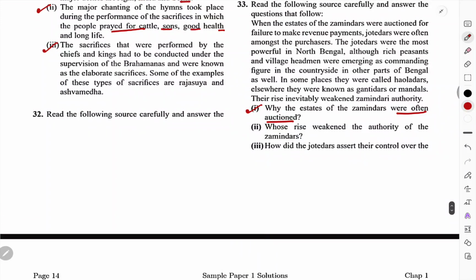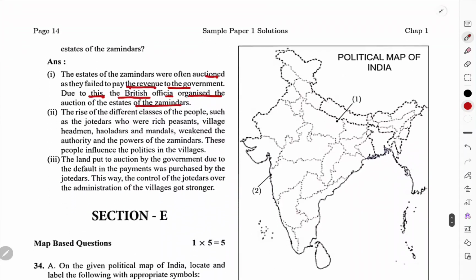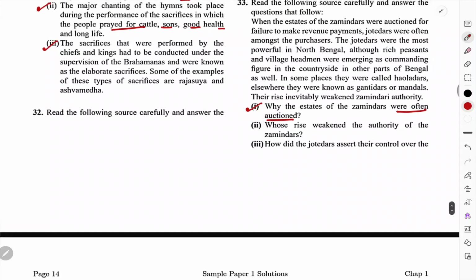Whose rise weakened the authority of the Zamindars? The rise of different classes of people, such as the Jotdars, rich peasants, village headmen, and the Hawaldars and Mandals, weakened the authority and powers of the Zamindars. These people influenced the politics in the villages.